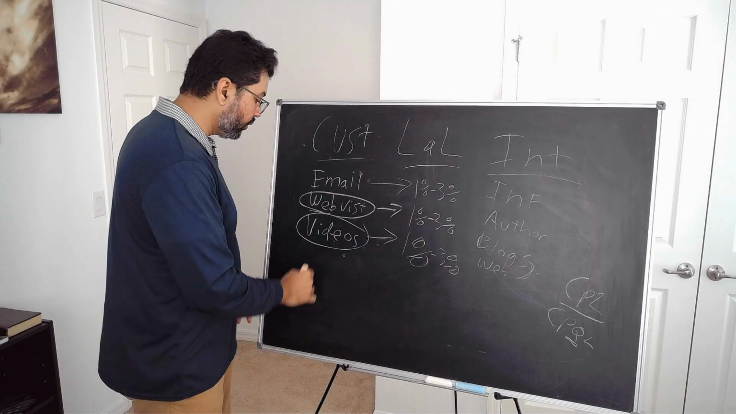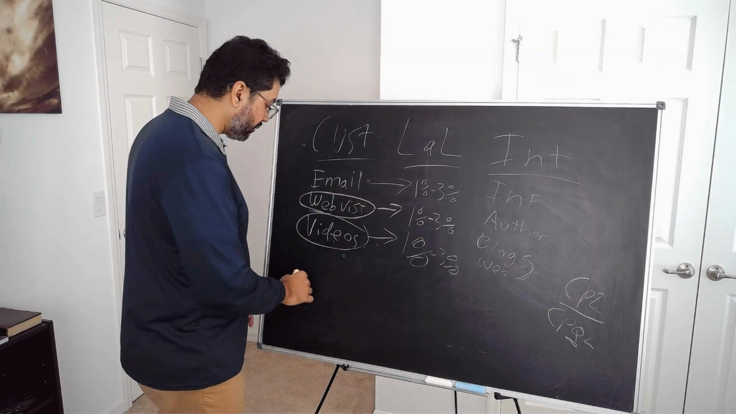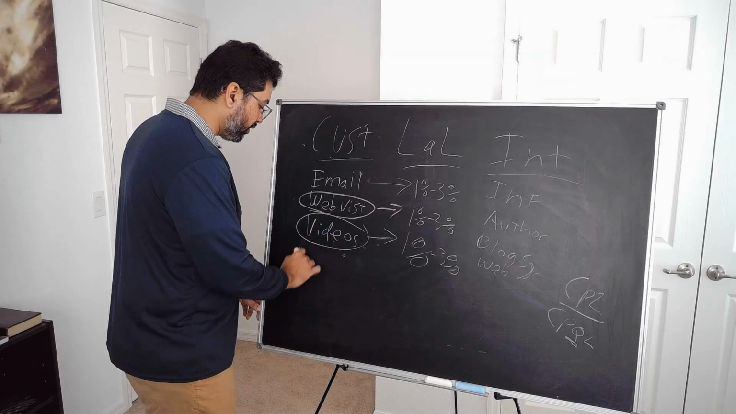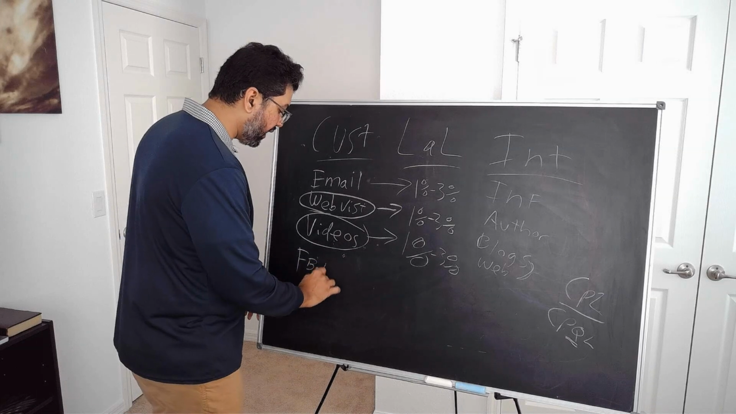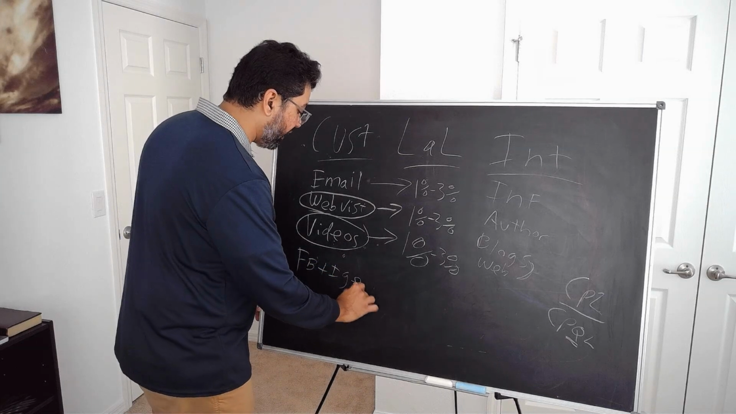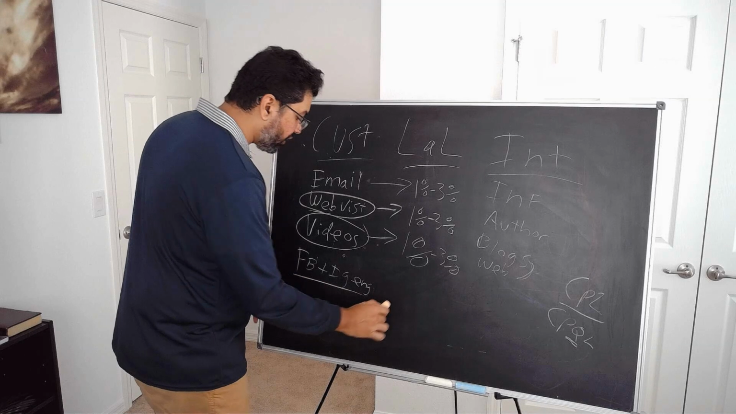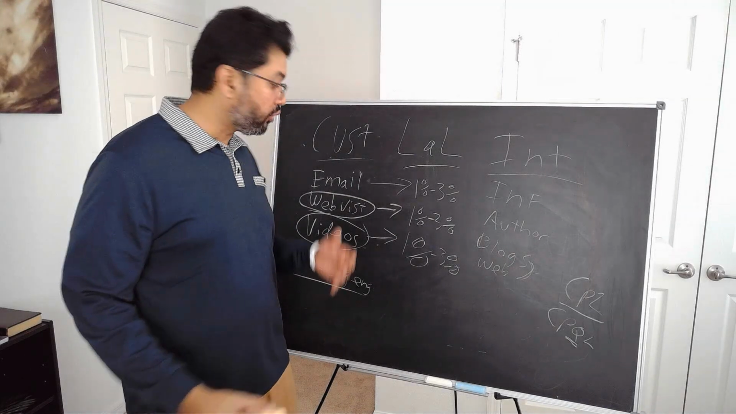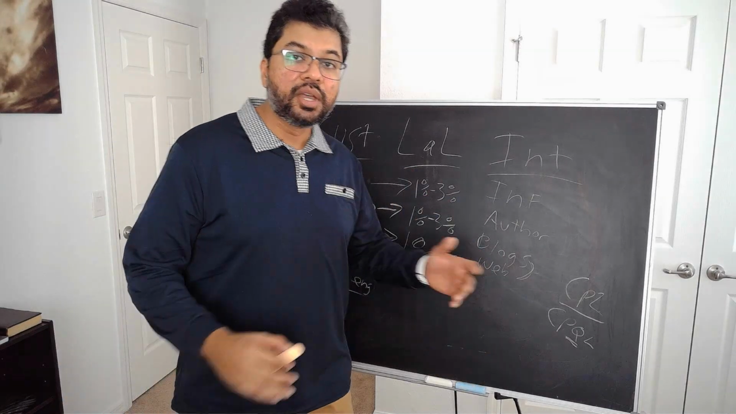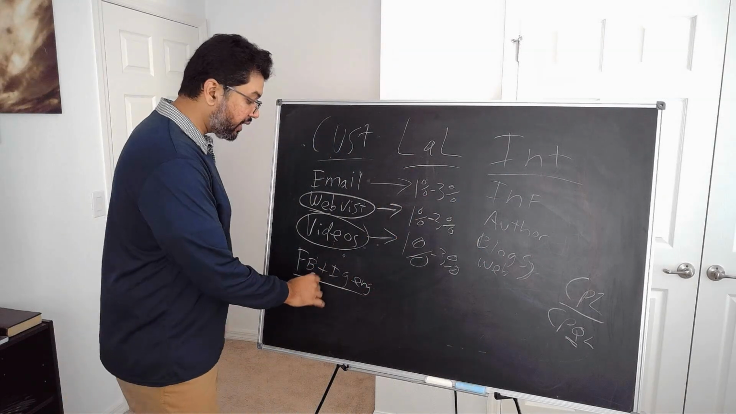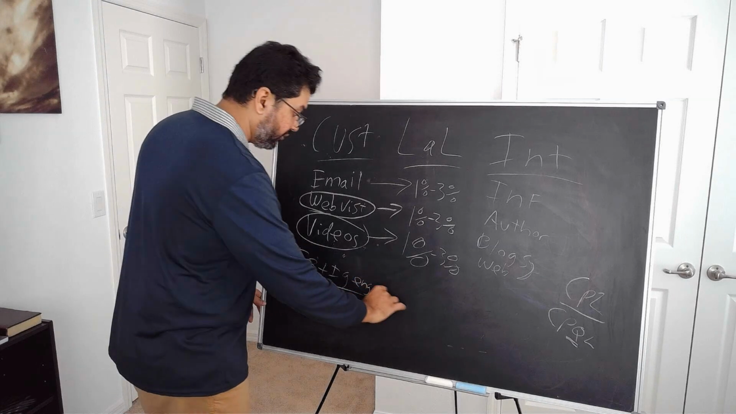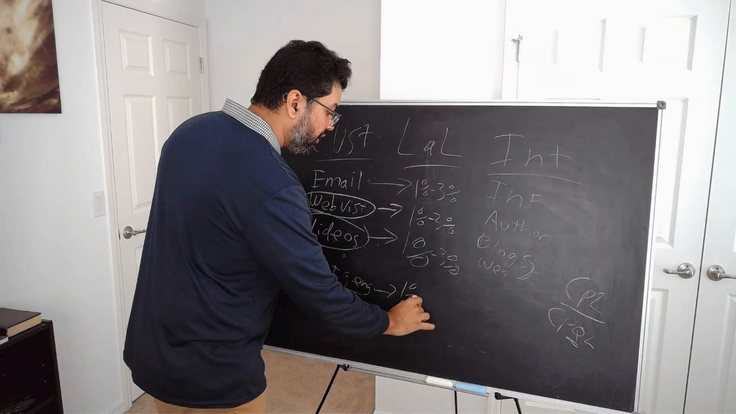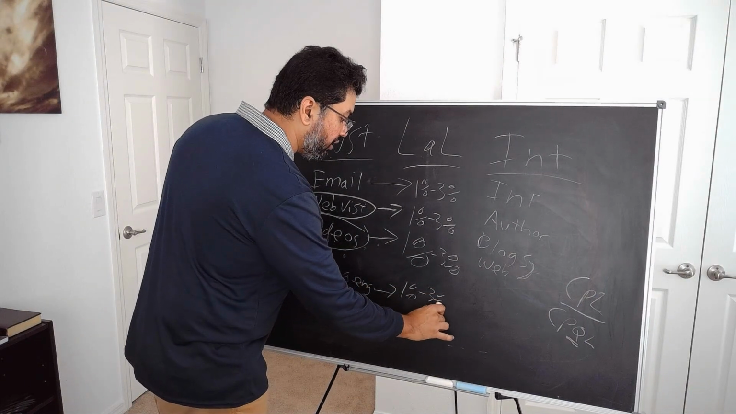The next two, I'm going to combine because I want to speed things up a little bit here. The next two are going to be your FB and your IG engagement. Depending on which platform you're using, you may find out that you have more engagement on Facebook or more engagement on Instagram, whichever it is. But this alone can also be translated into a very, very powerful 1% to 3% lookalike audience.